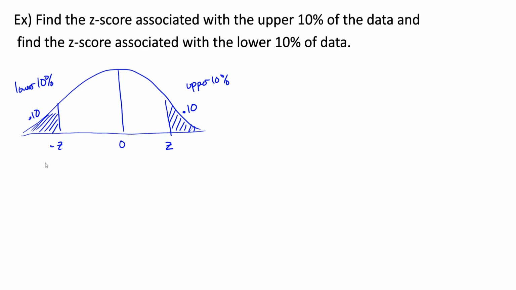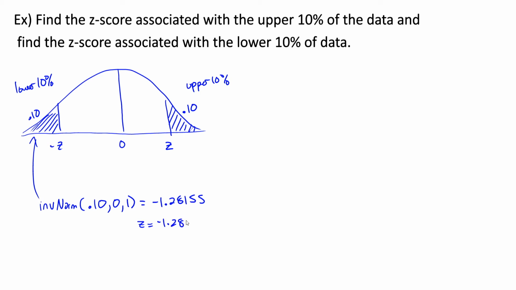Now, if we're using the calculator, this piece right over here, we already know the area to the left, so on the calculator this would be inverse normal. Our area to the left of the unknown z-score is just 10% or 0.10. Mean is 0, standard deviation is 1, and we end up getting negative 1.28155, which just rounds to z is equal to negative 1.28.